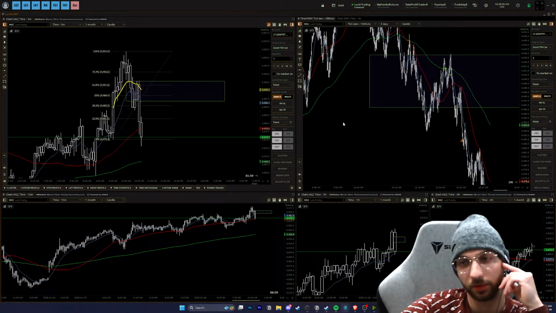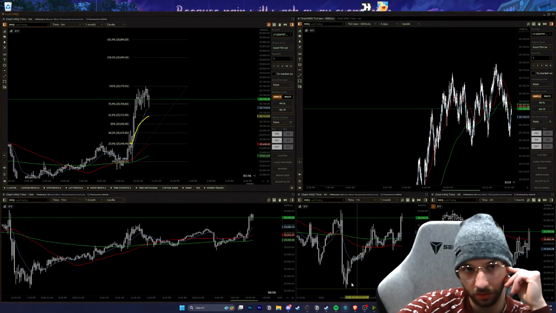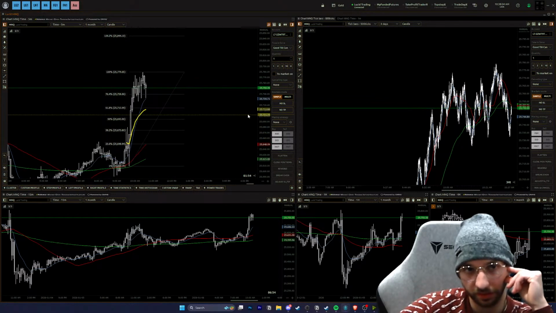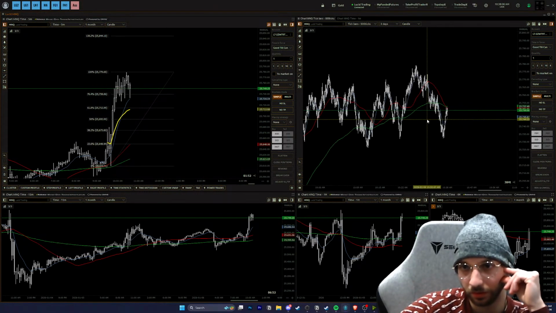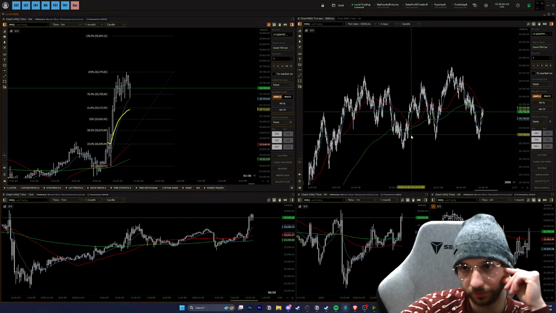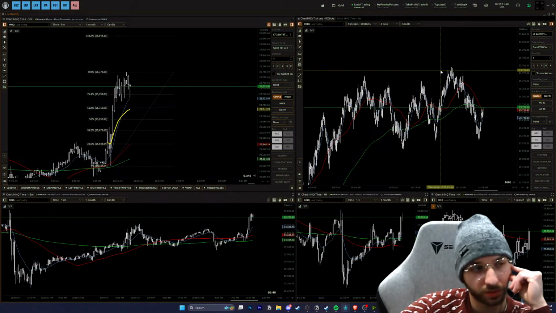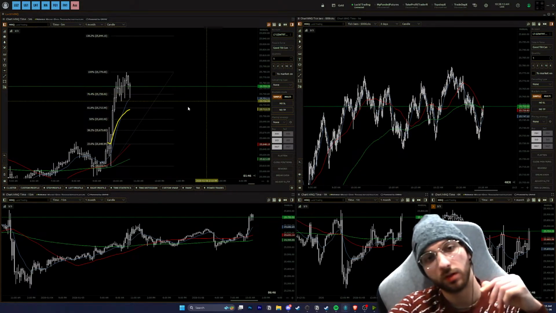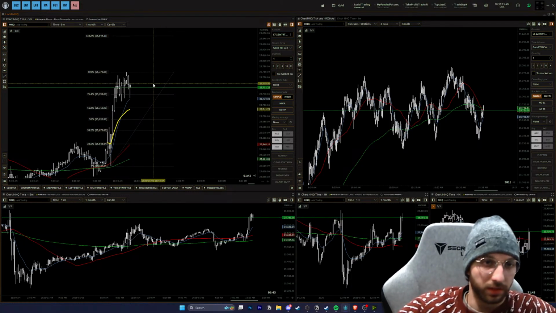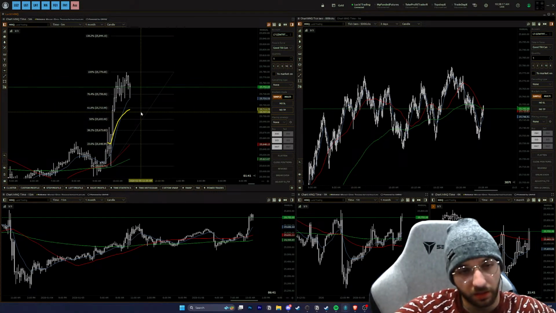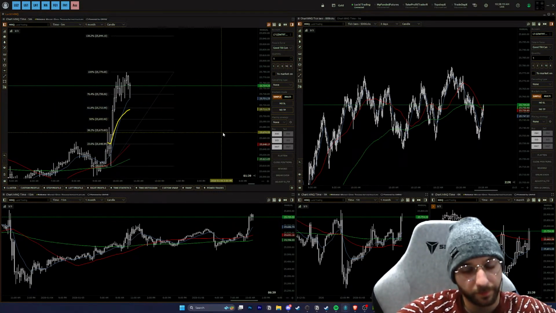Find a trade up here, that'd be nice. Or the NASDAQ. NASDAQ's still not doing much. So kind of just consolidating. I do think we break this high before we go make a bigger retracement.